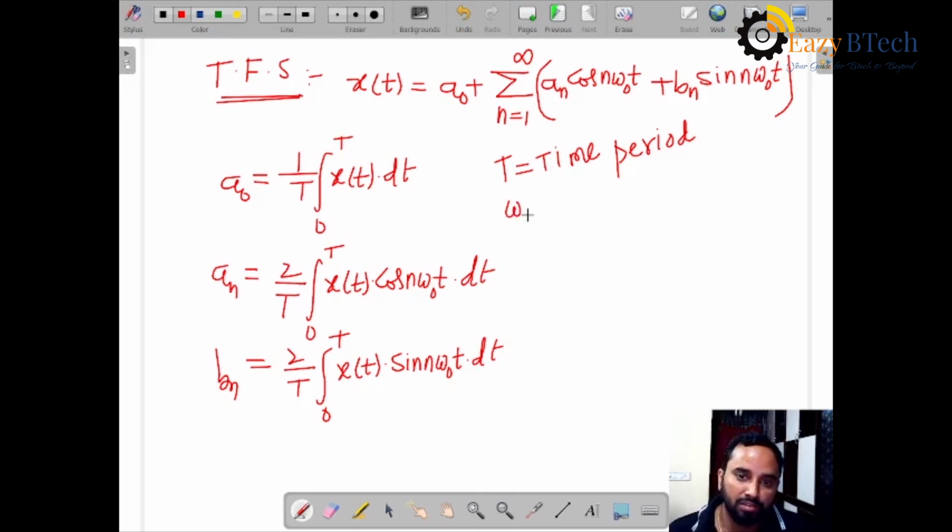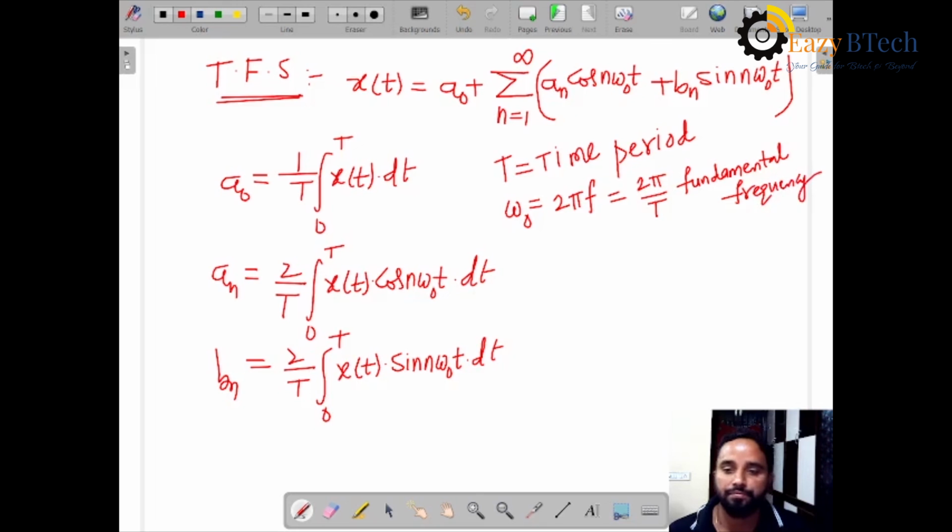And omega naught is the fundamental frequency, and omega naught is equal to 2 pi f, where f is equal to 1 by T, so it will be 2 pi by T. Right? Omega naught is the fundamental frequency.